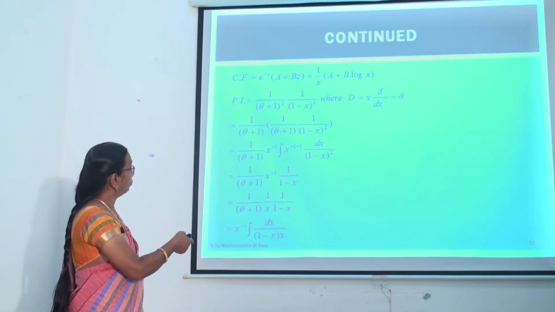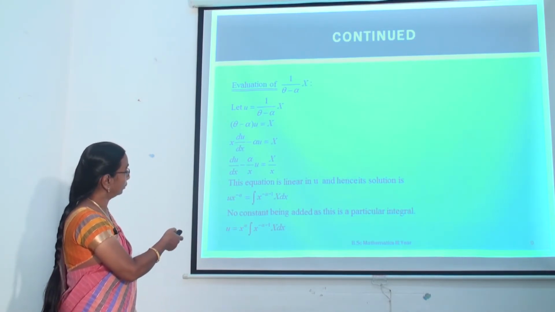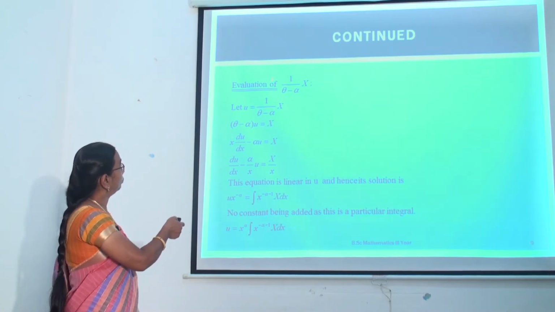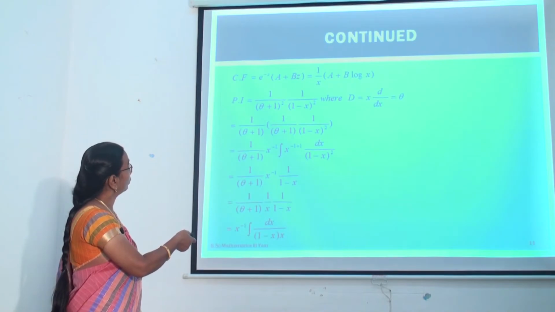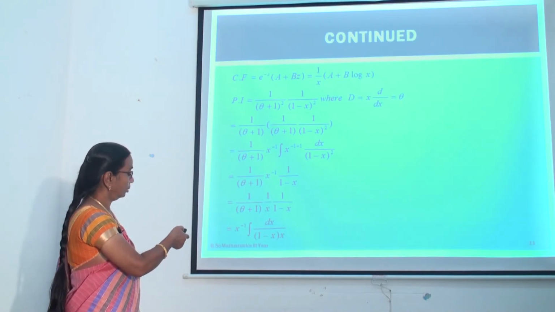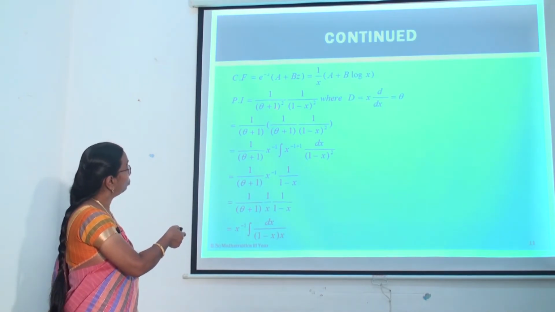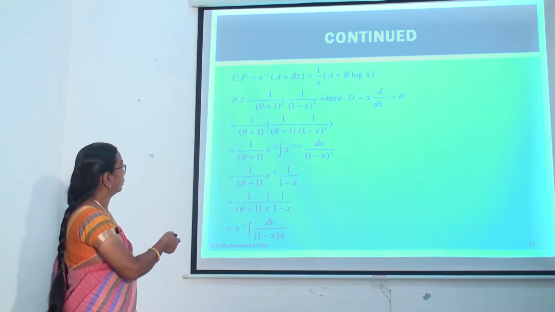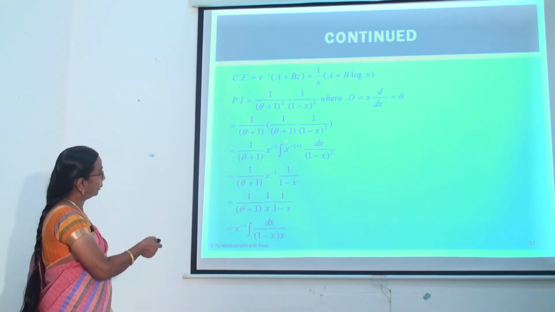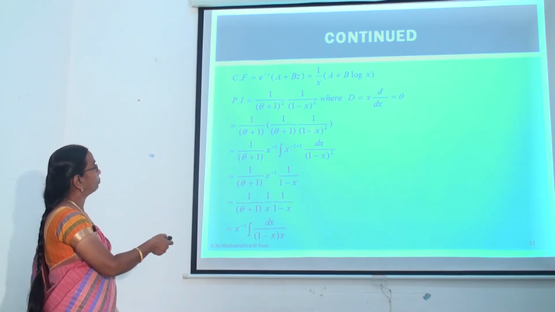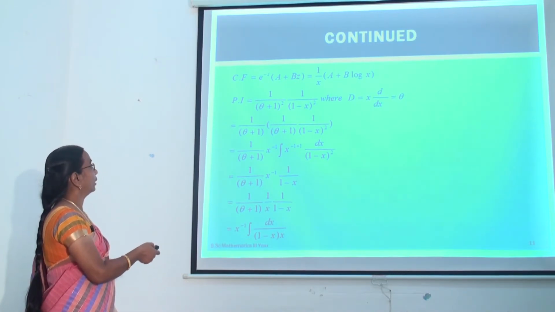Now coming to that evaluation, it must be 1 by (theta minus alpha) of X, but in our problem we are getting 1 by (theta plus 1) whole square. So we can write it like this: 1 by (theta plus 1) of [1 by (theta plus 1) of 1 by (1 minus x) whole square]. Clear? Okay.